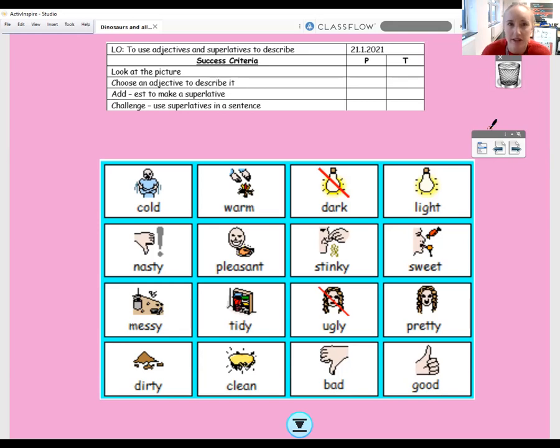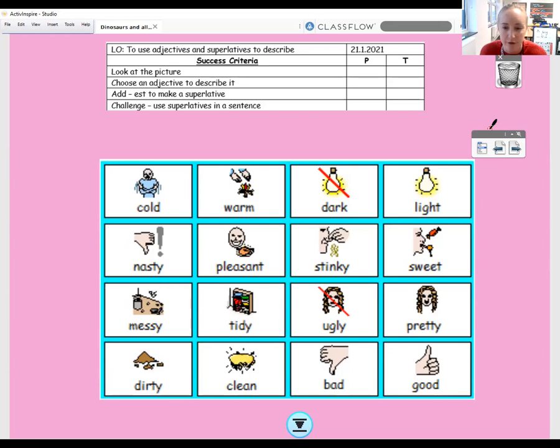Have a little think, what is an adjective? We explored this a little bit yesterday in our vocab blast. Adjectives. I know an adjective describes a noun, it describes an object, okay? So it might describe what it looks like, it might describe what it tastes like, what it feels like, what it smells like, or even what it sounds like, okay.